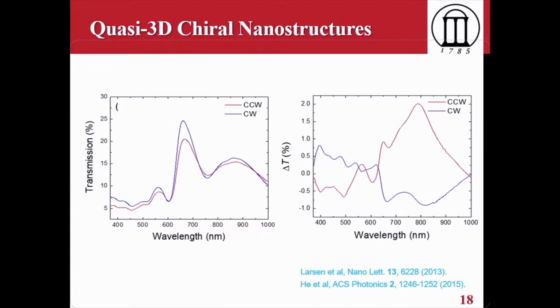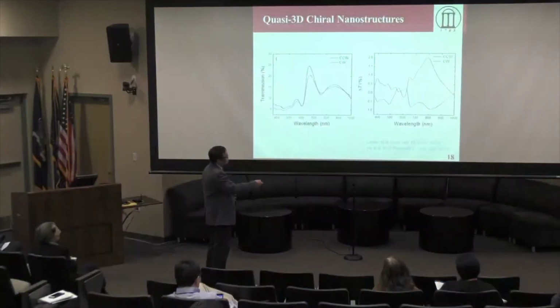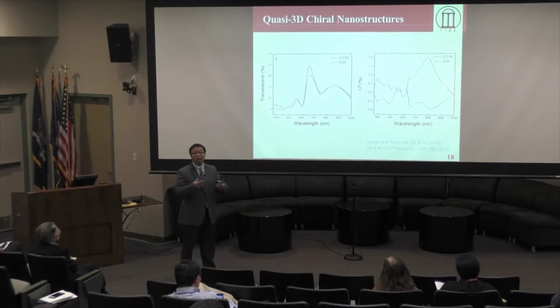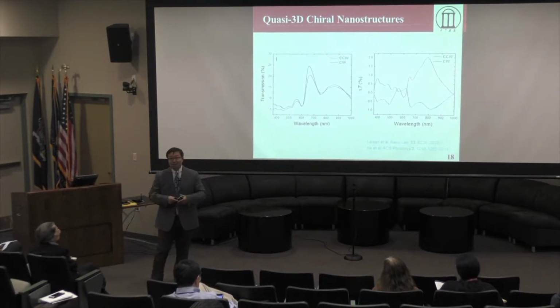If you look at the delta T, which is the right-handed circularly polarized light transmission minus the left-handed circularly polarized light transmission, you can see that the delta T for the CCW is this response, and for the CW it is exactly the opposite, right? So you can use that to design so-called chiral metamaterials or metasurfaces. But this is a planar or quasi three-dimensional chiral metamaterial.